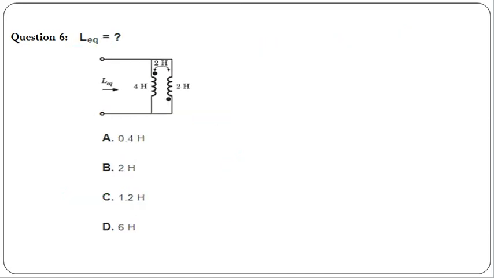Now let us see the next question. So again in this question we have to calculate L equivalent, but here the coupling between the two inductors is different. So again this is a parallel connection, but coupling here is opposing nature. So this is opposing. It is also known as differential connection.